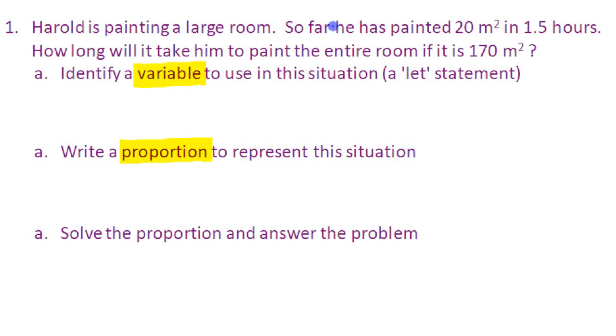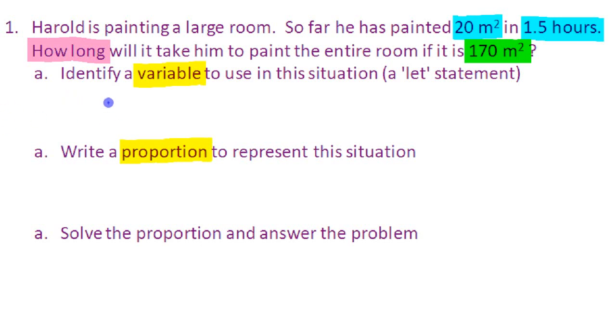Okay, so somebody's painting a room. So far he's painted, now look at the numbers that we have here, 20 meters squared, and it took 1.5 hours. How long is it going to take if that's the area? What's the unknown here? I'm going to highlight it in pink. How long, right? How long it'll take?